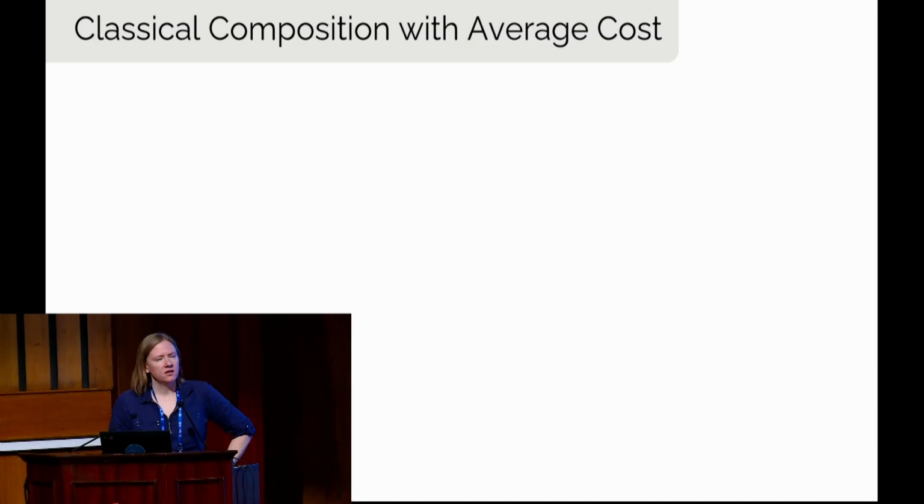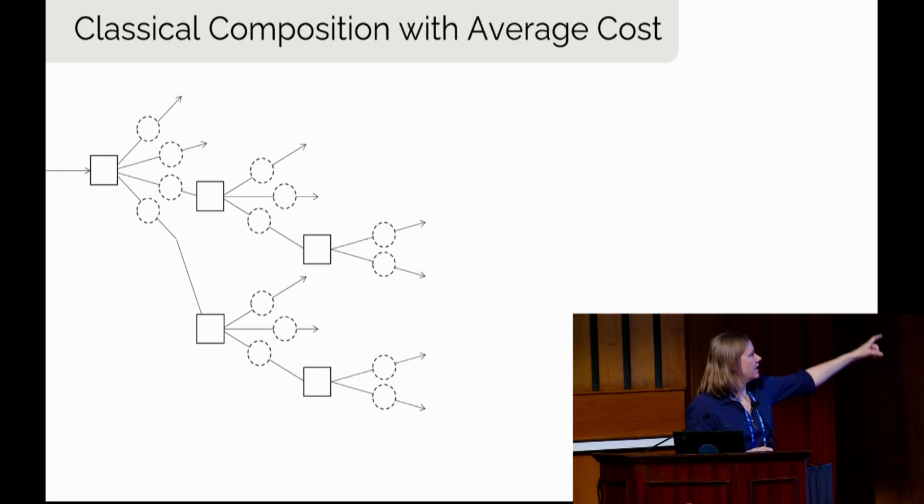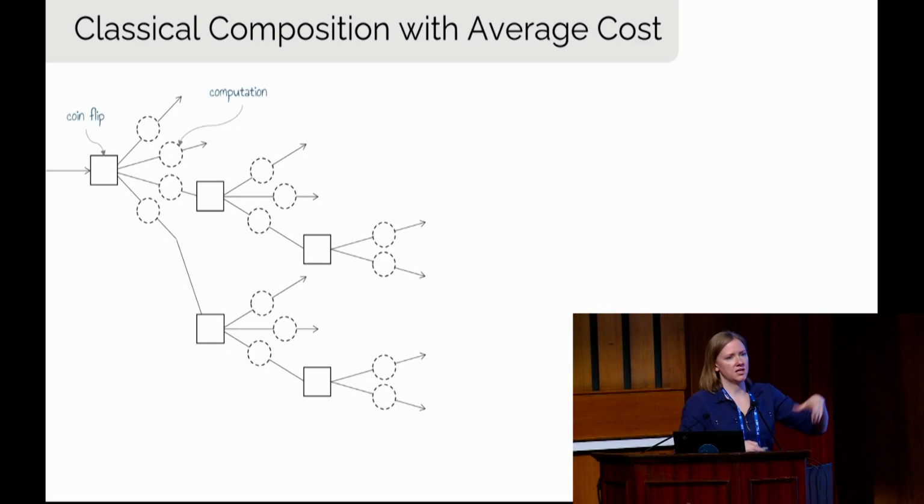Let's look for inspiration to classical composition, where it's more obvious that we get some kind of an average complexity. We often imagine a randomized algorithm as a tree with different possible paths that you could take. We enter the tree at some entrance, and these boxes represent a coin flip where we make a random choice among different paths, and these circles represent some computation possibly implemented by a subroutine. We keep going until we get to one of these leaves, which I call terminals. And every terminal is either accepting or rejecting.